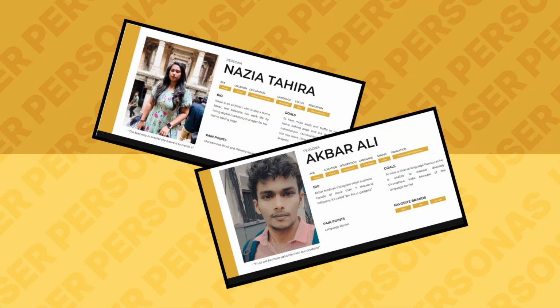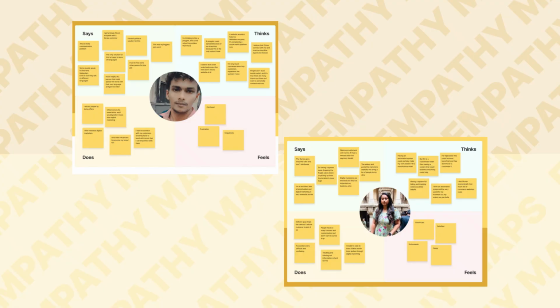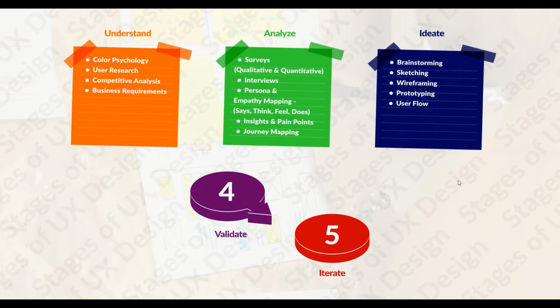Once you've collected both types of research, you'll create user personas and empathy maps. These tools help you visualize who your users are, what they need, and how they need to feel about the problems your product aims to solve. What comes next? Stage 3.